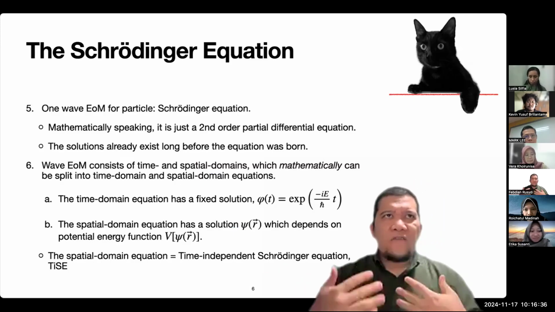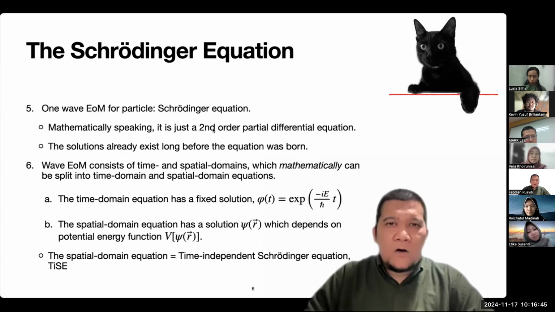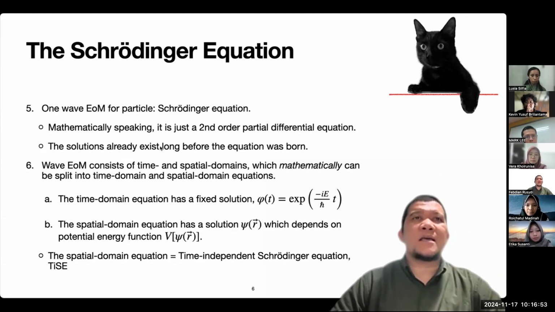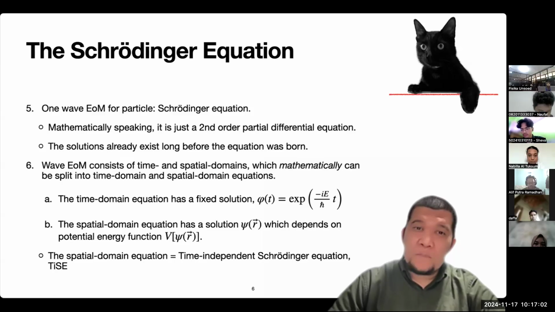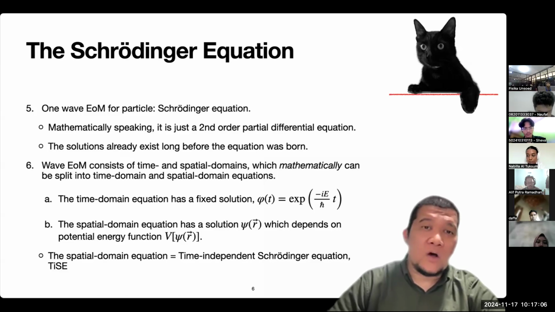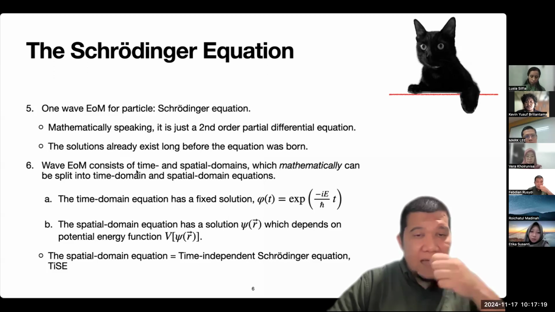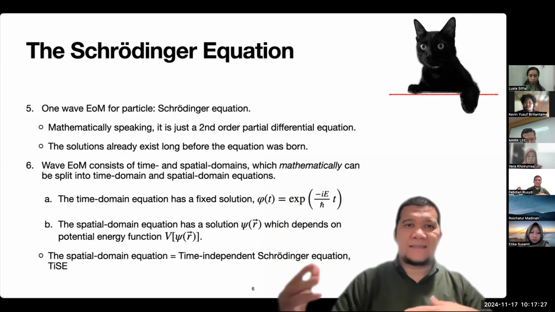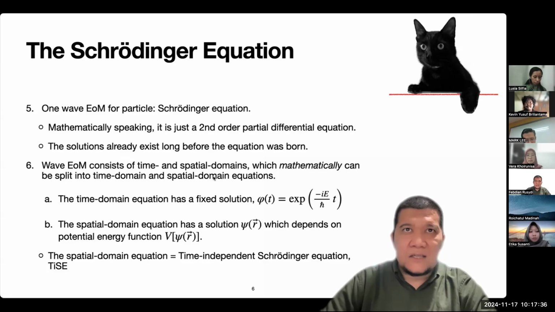Schrodinger equation. One wave equation for particles is the Schrodinger equation. Mathematically speaking, it is just a second-order partial differential equation. The solutions of the Schrodinger equation already existed long before the equation was born in 1925. So mathematicians already had that equation, but they didn't know how to use it. So they already had the solutions. The wave equation consists of a time and a spatial domain. Spatial is volume or dimension, our room, space, which mathematically can be split into time and spatial domain equations.